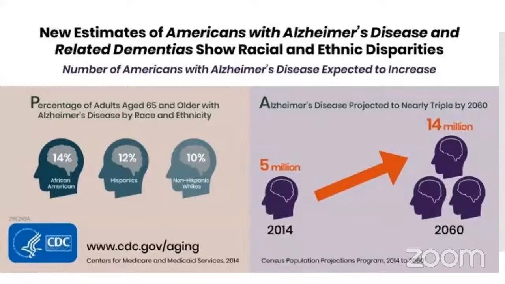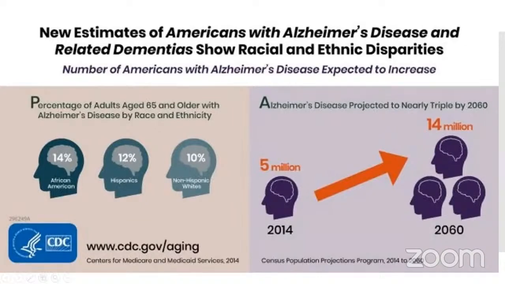I want to look at this. There is something scary that I have noticed: when we look at the most common causes of death in people in the United States, Alzheimer's disease is number 6, which is really scary. I wasn't thinking about it like this. And if we look at this photo, we will notice that regardless of race or ethnicity, among adults aged 65 and older, 14% of African Americans, and 12% and 10% of Hispanics and non-Hispanics, all of them have Alzheimer's disease.